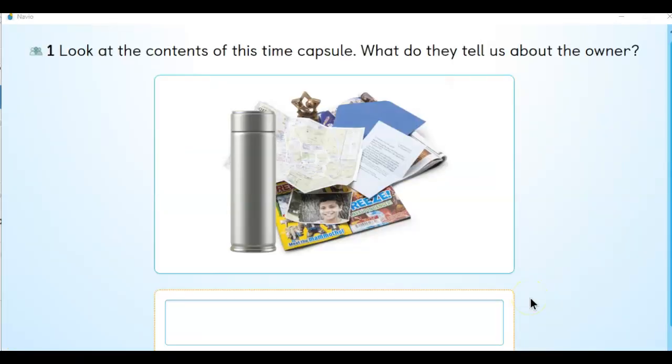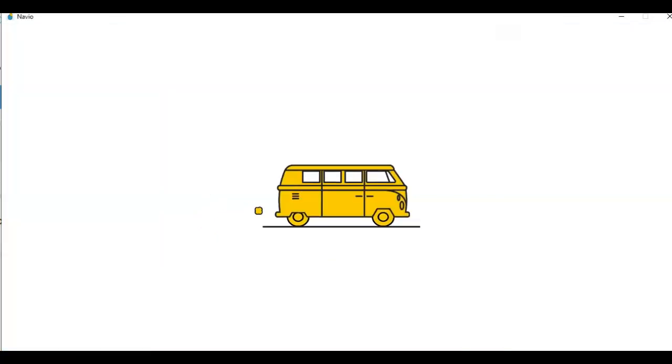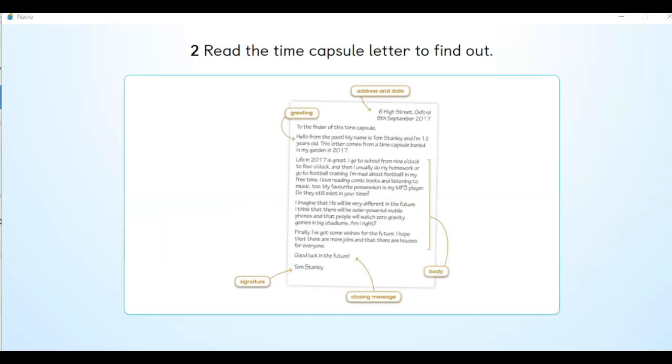We continue with lesson 7, writing. Look at the contents of this time capsule. What do they tell us about the owner? What are the things that he's doing? Look at this map, this picture, for the things that he likes. So we have this letter and we can find out more about Tom Stanley. Here we know from his signature what his name is, right?